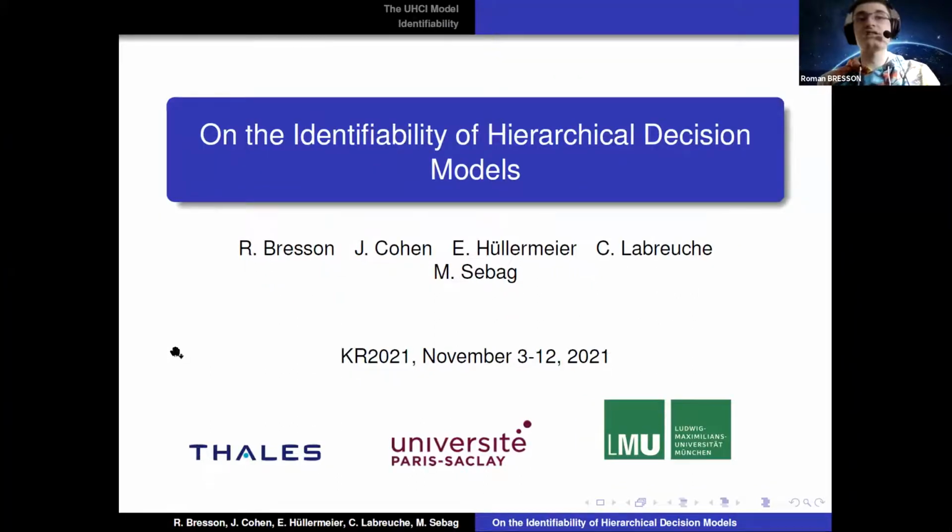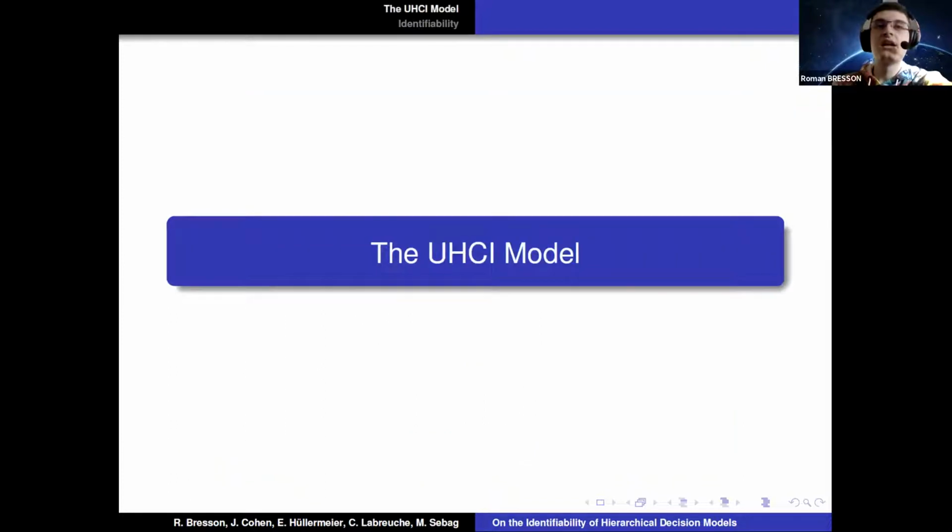I will present to you this paper that we worked on. I am a PhD student at Thales Research and Technology and Université Paris-Saclay. This paper is about the identifiability of a certain class of decision models, hierarchical decision models. First of all, I will introduce the model and then the main contribution.